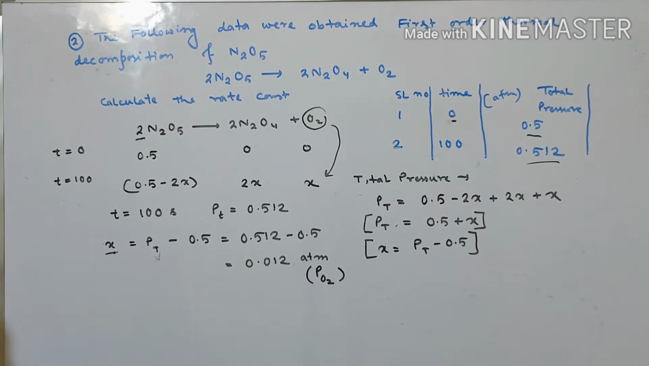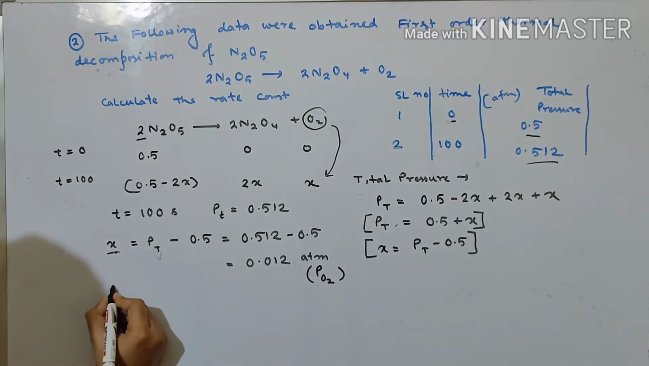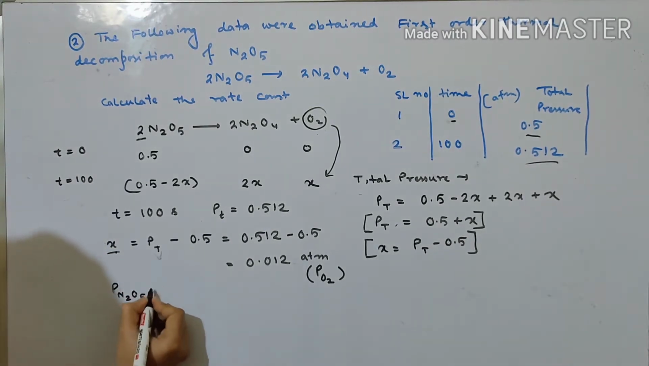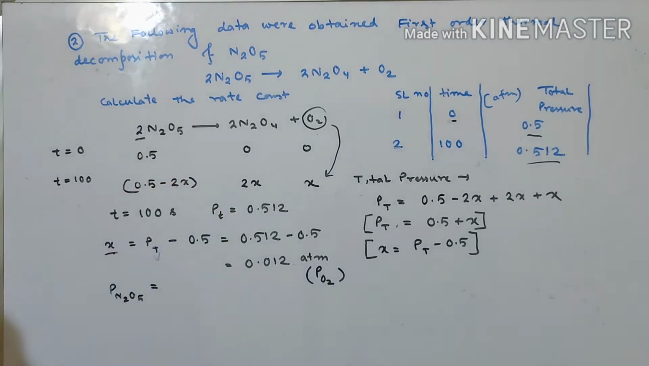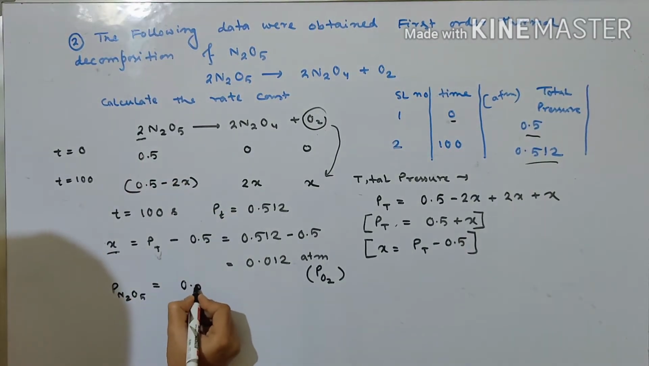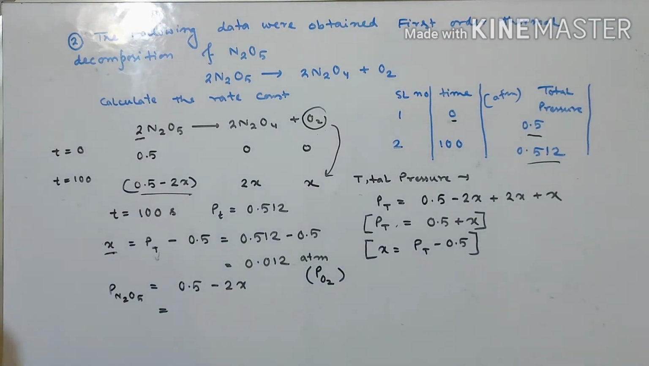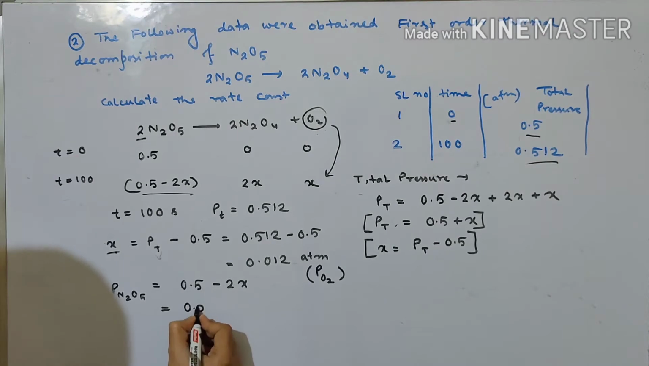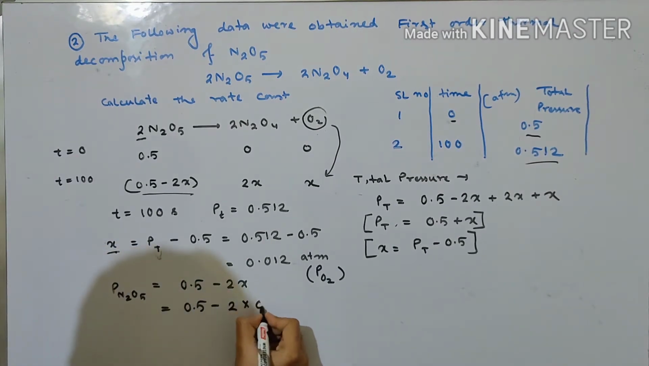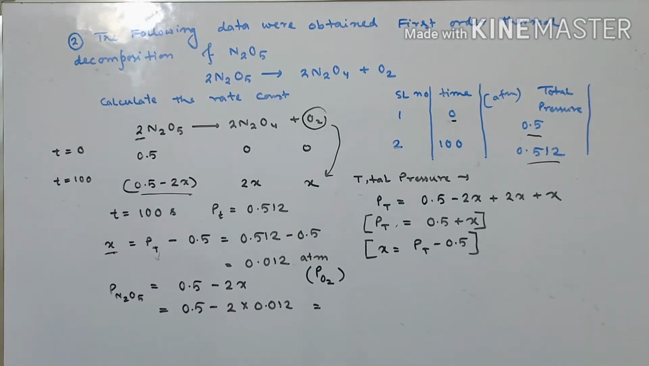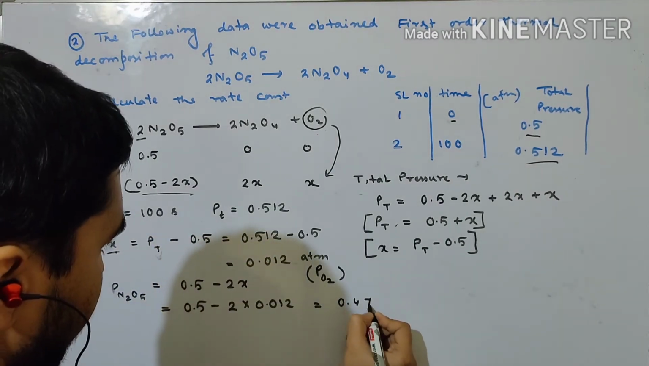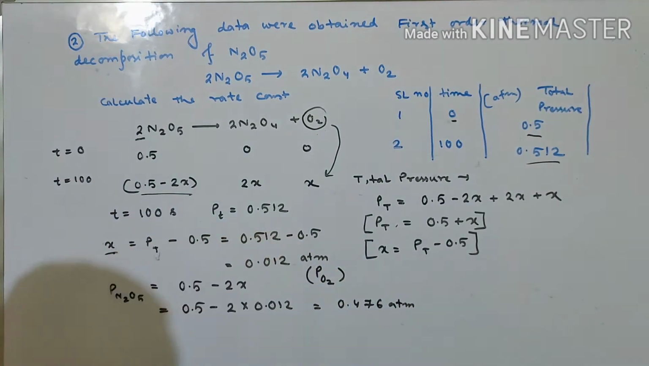And similarly, if we want to calculate the partial pressure of N2O5, that means this much, it will be 0.5 minus 2x. You have seen this value already. So it is 0.5 minus 2 into 0.012. So how much are we getting at last? We are getting 0.476 atm. So these are obtained.